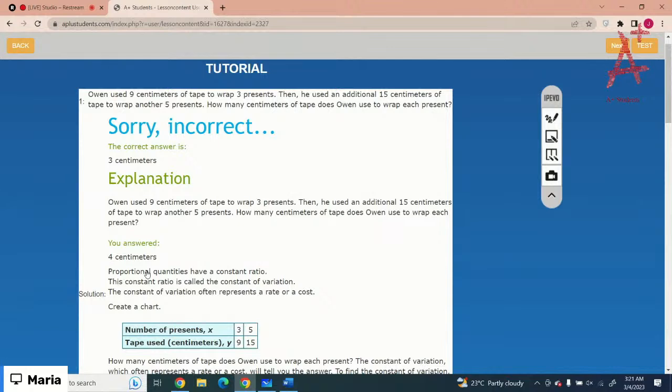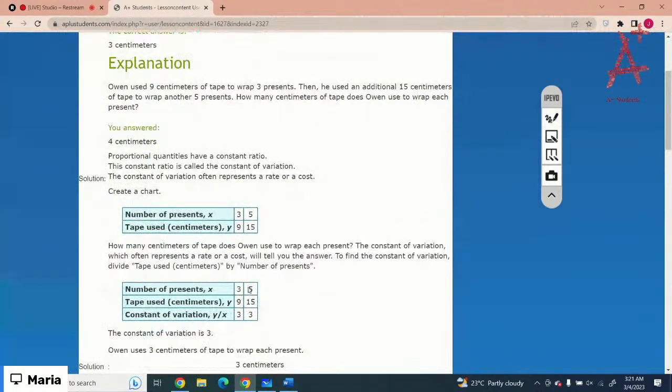Got it? So let's just make the table. Find the proportional ratio between the values. Just create a chart. You have the number of presents that represents x and the tape used that represents y. Got it? So three presents can be wrapped in 9 centimeters and five presents can be wrapped in 15 centimeters. You need to calculate the constant of proportionality. You need to do y over x. Got it? They are the same for both the values.